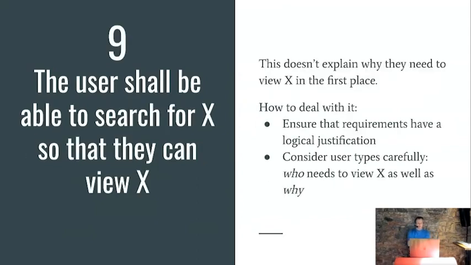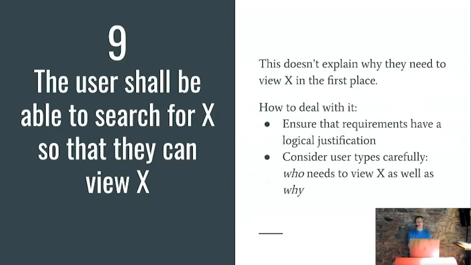And number 9, the user shall be able to search for X so that they can view X. The problem with this is it doesn't explain why they need to view X in the first place. It's a circular definition. It's saying we need to do something for the sake of doing something. If we have a requirement like this, we want to try and understand what the real reason for X actually is, and understand what the benefits to the user are. Does this requirement have a logical justification or not?